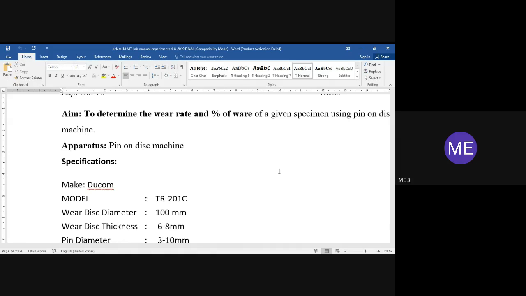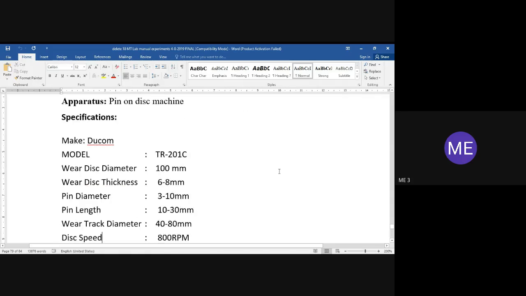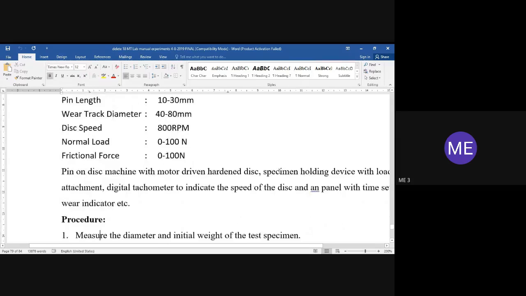So what we are using is a pin on disk machine. You can see the actual machine later. So this is the model of the machine. This is the dimension of the machine.